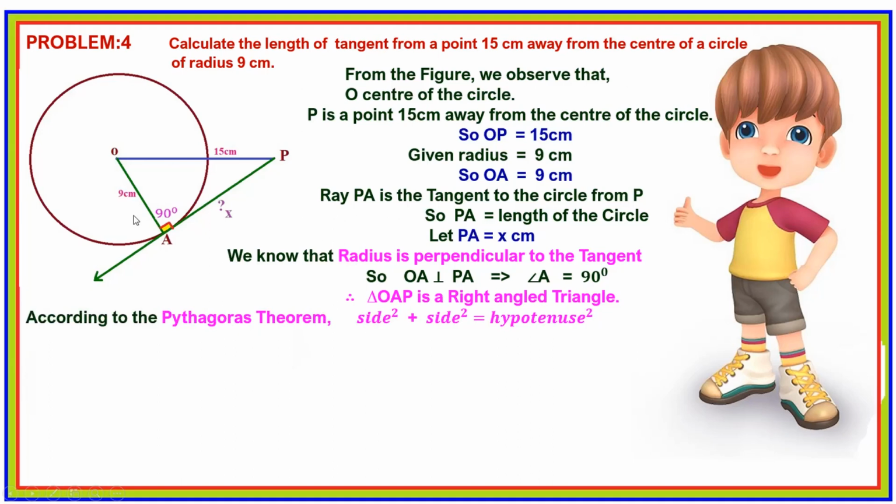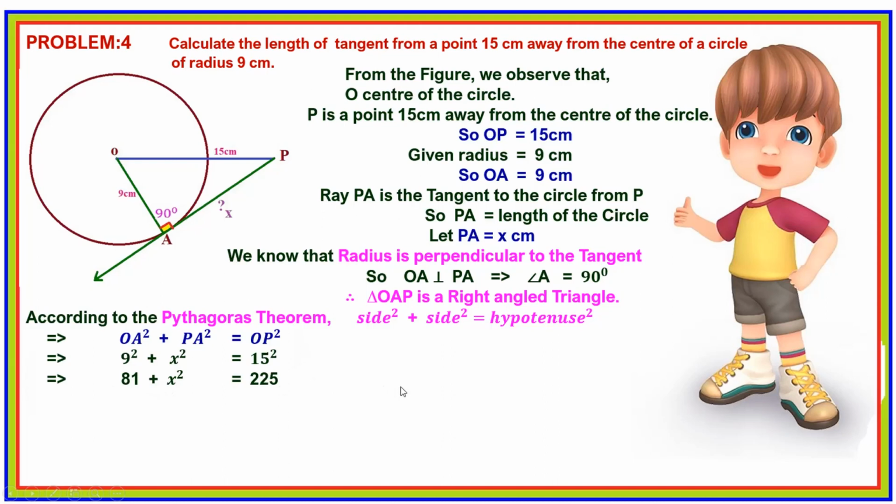According to the Pythagoras theorem, side square plus side square is equal to hypotenuse square. Then OA square plus PA square is equal to OP square. OA square means 9 square, PA square means x square, OP square means 15 square. 9 square means 81, plus x square is equal to 225.